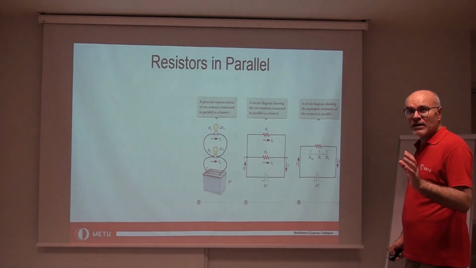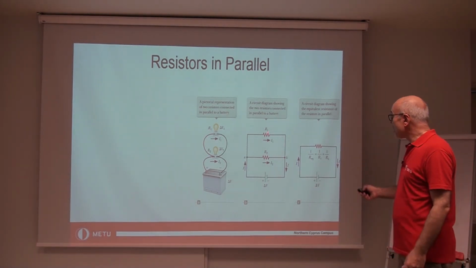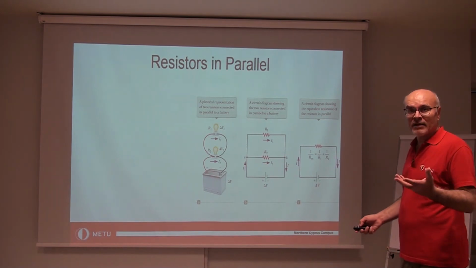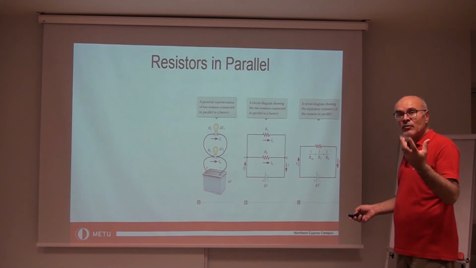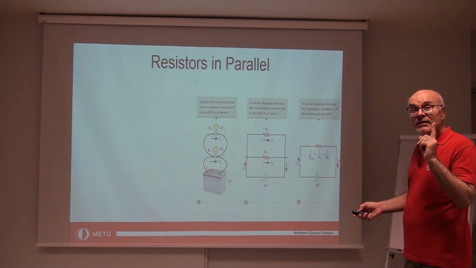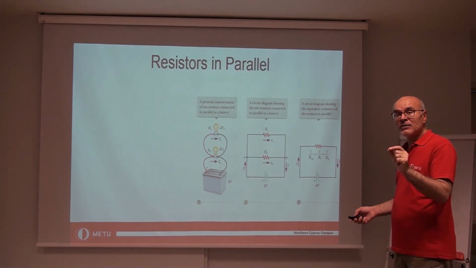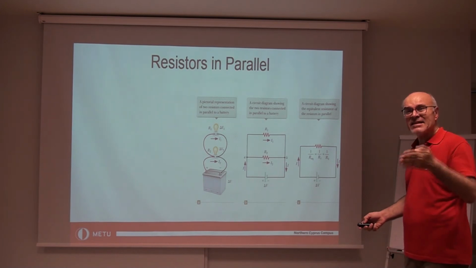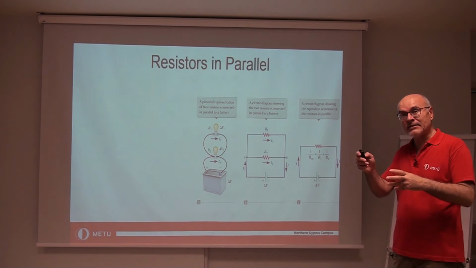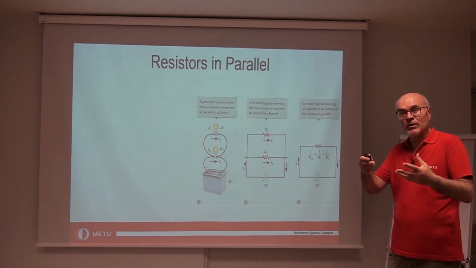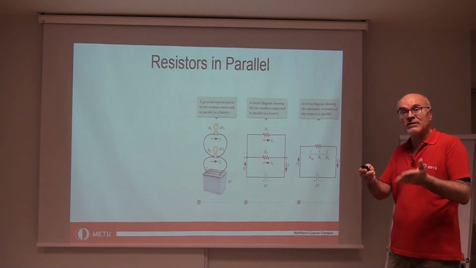Now the observation that we make here is the following. We say R1 and R2 are connected in parallel in this case. And how do we define connection in parallel? The potential difference across R1 and R2 is the same. This is the only criterion to tell that two resistors are connected in a way that we call parallel connection, or to say that two resistors are connected in parallel.